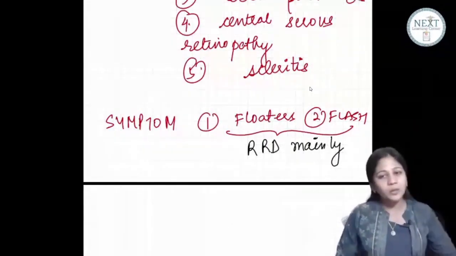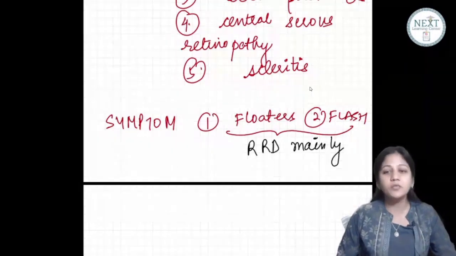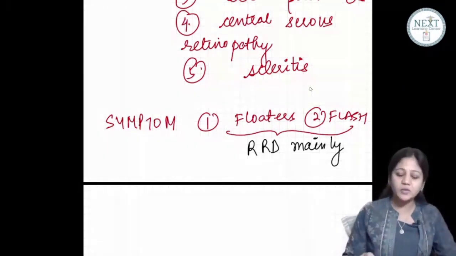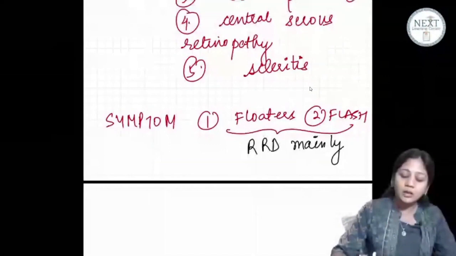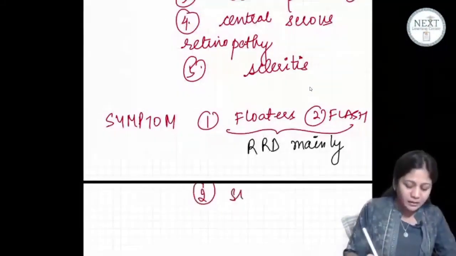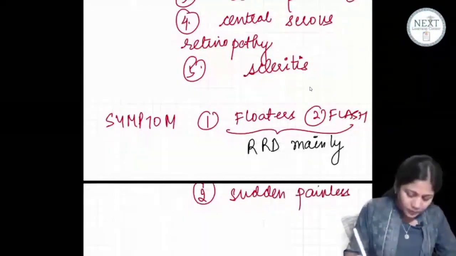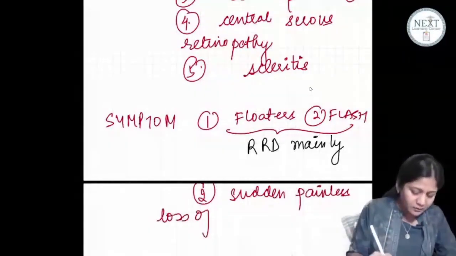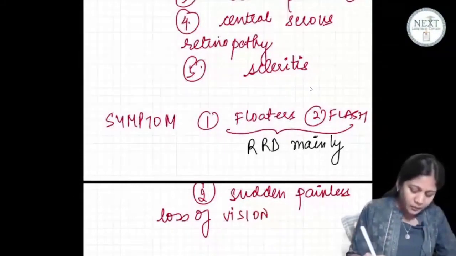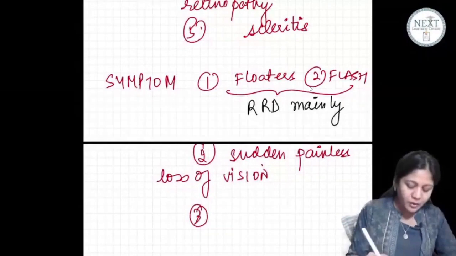So how will the patient come to you? They may come to you with complaints of floaters or a flash, which is there mainly for the rhegmatogenous retinal detachment. Otherwise, they can say that they have a sudden, painless loss of vision. Actually, there will be loss of vision. Sometimes the patient comes to you typically with a complaint of a curtain in front of the eye.